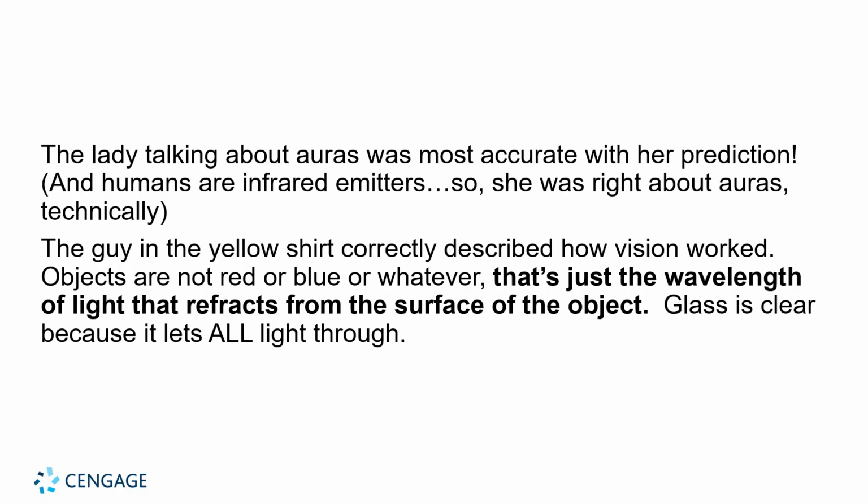So this definition of how vision works and how light bounces and how objects don't possess color adequately explains glass. Clear glass is clear because it's allowing all light to pass right through it without absorbing any of it. And so you see it as clear or near invisible. Okay.